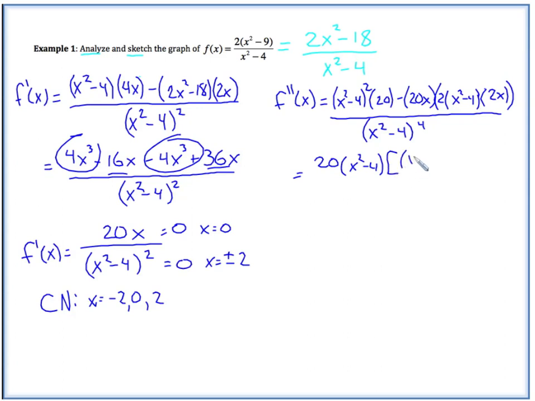And we're going to be left with an x squared minus 4 in our first term. And it looks like a minus 4x in our second term. And again, this is all over x squared minus 4 to the 4th. And it looks like we can cancel out one of these x squareds here. So we're going to be left with 20.